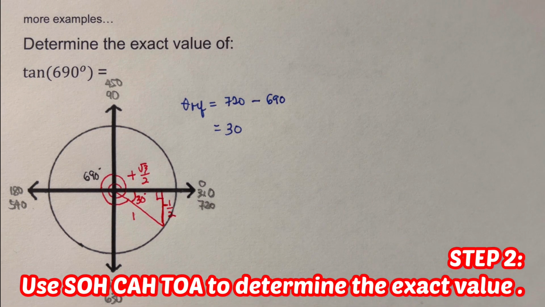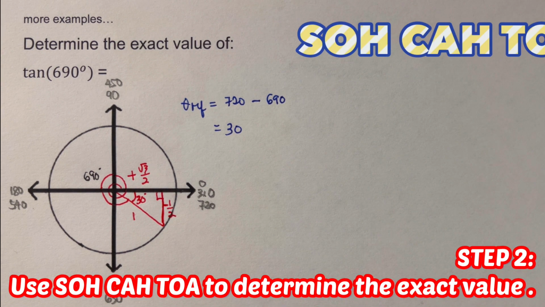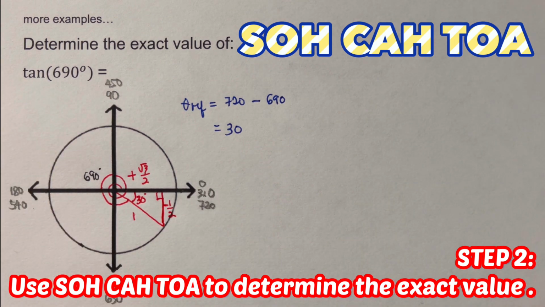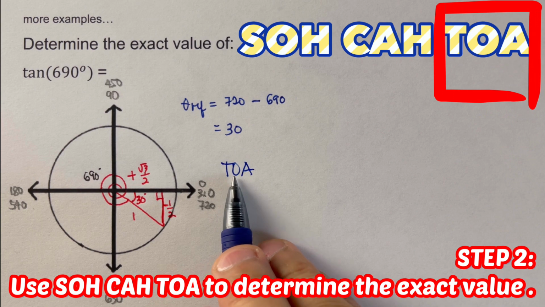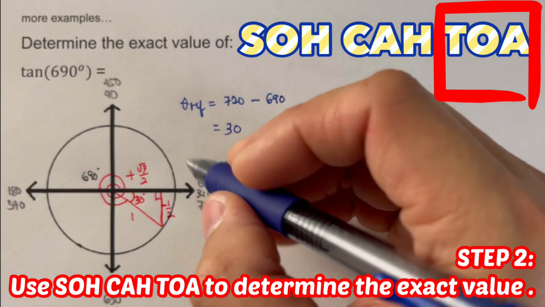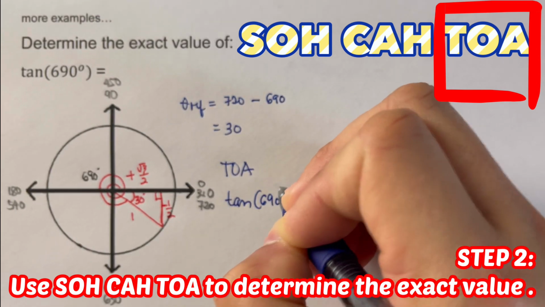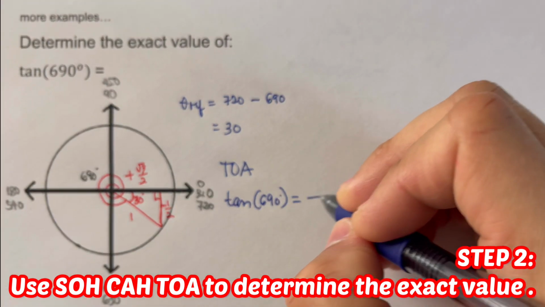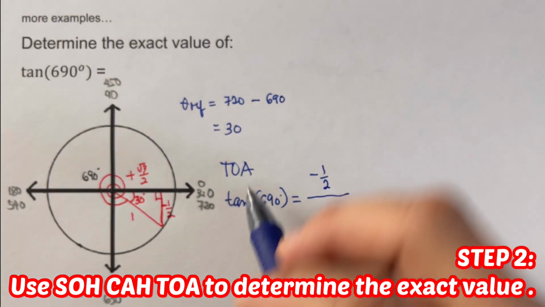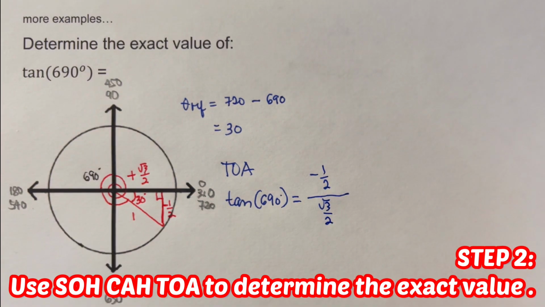The second step is to use the SOHCAHTOA to determine the exact value of the angle. Since we are given tangent, we are going to use the TOA. TOA means tangent is equal to opposite over adjacent. So tangent 690 degrees would be equal to the opposite side of 30 is negative 1/2. And then the adjacent side is square root of 3 over 2.